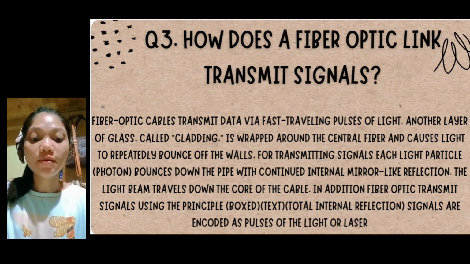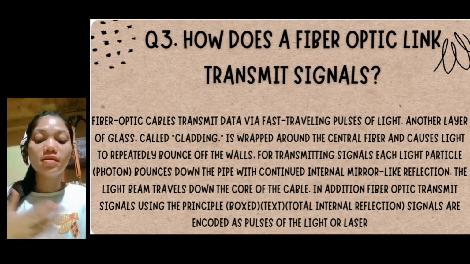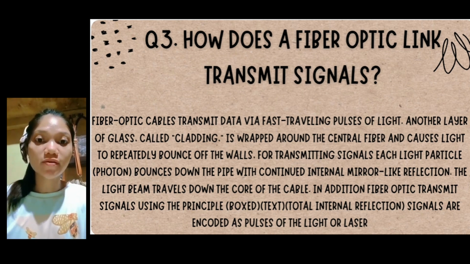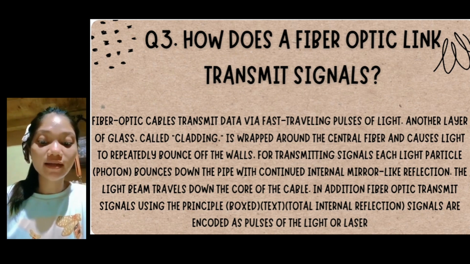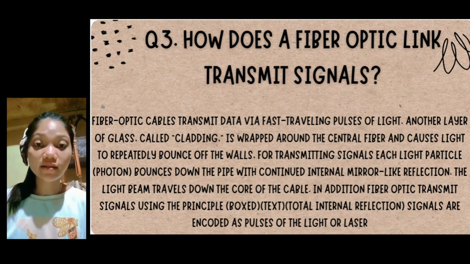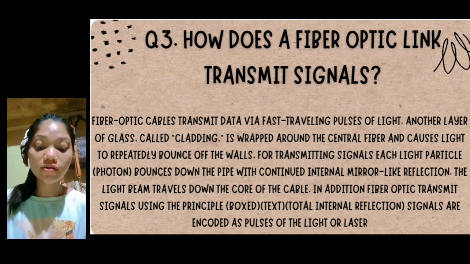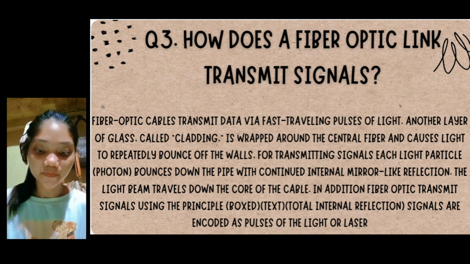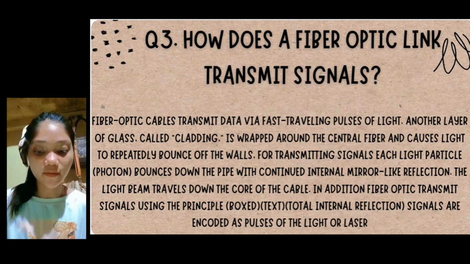How does a fiber optic link transmit signals? Fiber optic cables transmit data via fast traveling pulses of light. Another layer of glass called cladding is wrapped around the central fiber and causes light to repeatedly bounce off the walls. So for transmitting signals, each light particle, which is a photon, bounces down the pipe with continued internal mirror-like reflection. The light beam travels down the core of the cable.